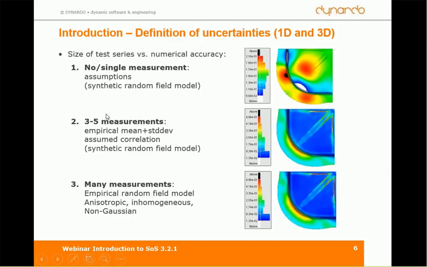one can still investigate his field with the new synthetic random field model. For example, even if no measurements for geometric deviations are available, one might still generate new disturbed geometries. And if one has at least some measurements, like 3 to 5, he can use them to determine at least an empirical mean and standard deviation vector.